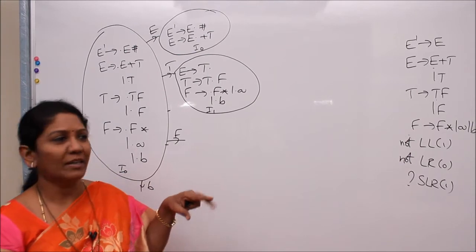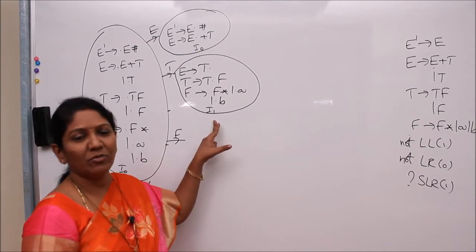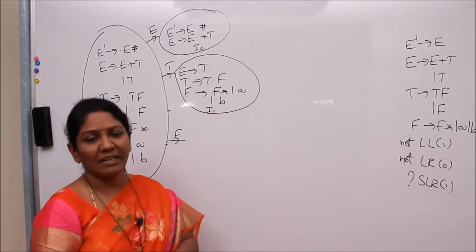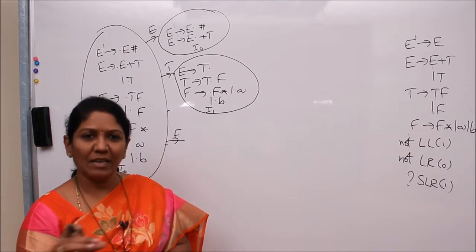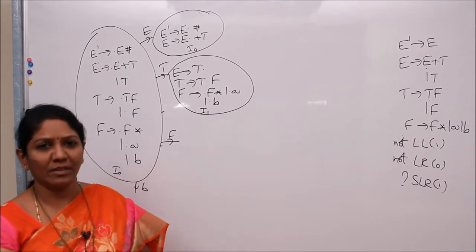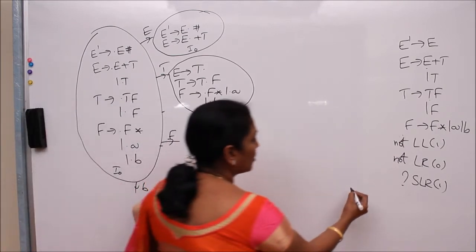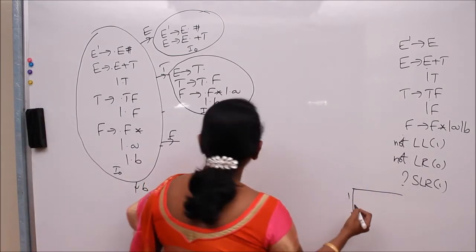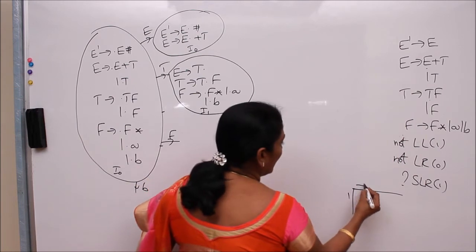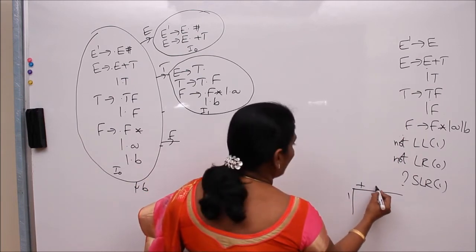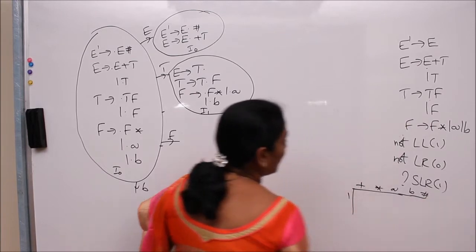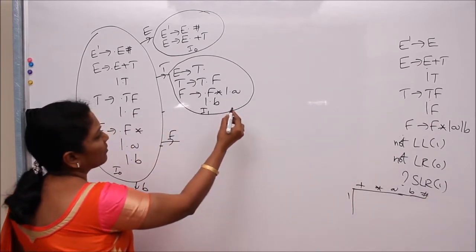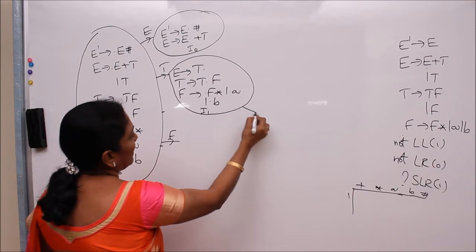How do you do that? Actually, the best strategy would be, whichever state contains this conflict, create the LR table only for that row. So, if I take row 1, what are the different terminals you have? Plus, star, A, B and hash. Okay. So, what are the possible transitions from the state A?